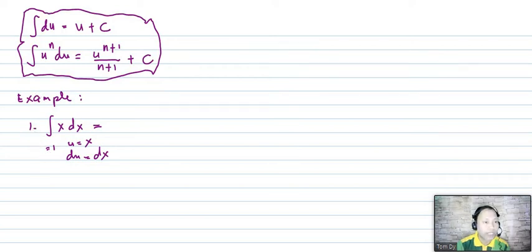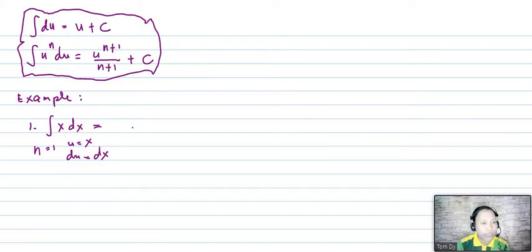So I am rewriting here n. n is equal to 1 for this case. If we apply this formula, n is equal to 1, and then our u is x. So u equals x, and the derivative of u equals the derivative of x. So we will take the derivative of both sides, so dx. Therefore, it follows that this is equivalent to u^(n+1) over n+1.